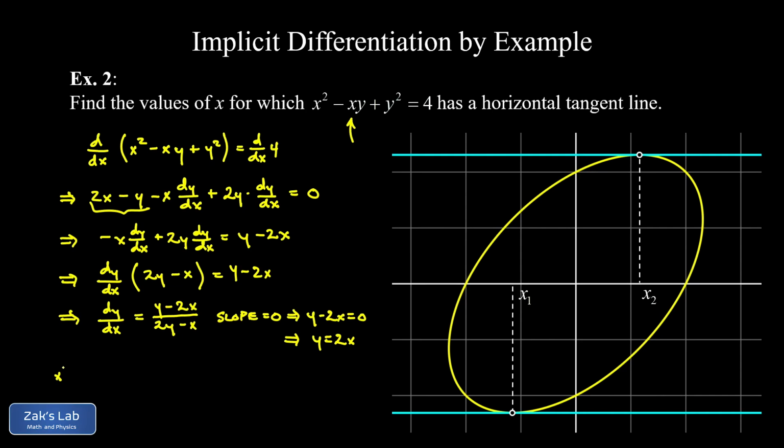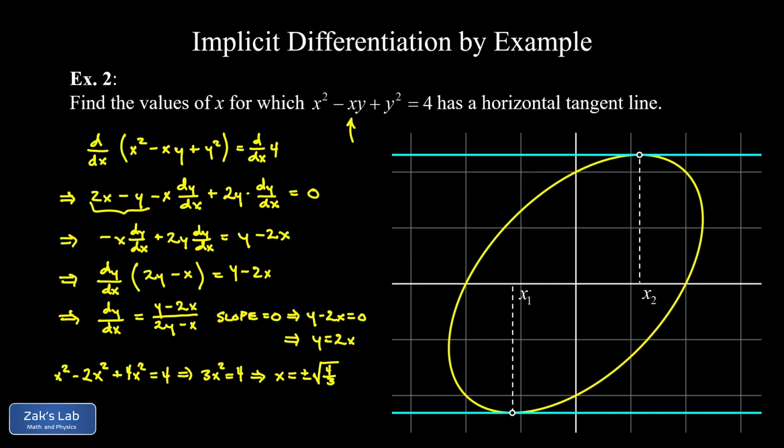So when I plug back into the curve, I get x squared minus x times y, but y is 2x, so that's minus 2x squared. Then my third term is a y squared, but y is 2x again, so that's 4x squared, and this is equal to 4. Now on the left-hand side, that gives me 3x squared, so I have 3x squared is equal to 4, so now I'm going to divide by 3 and square root the result, and I find that x is equal to plus or minus the square root of 4/3.